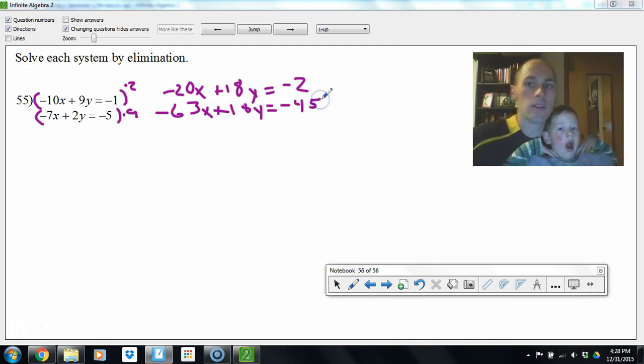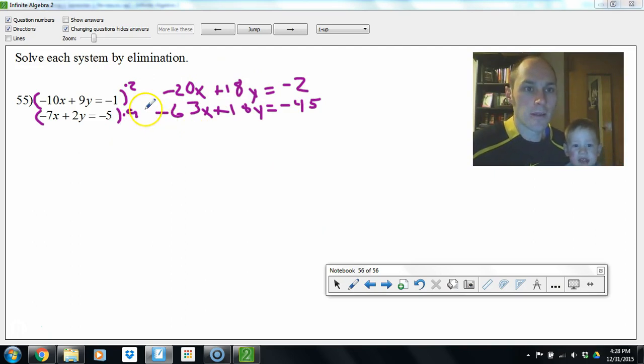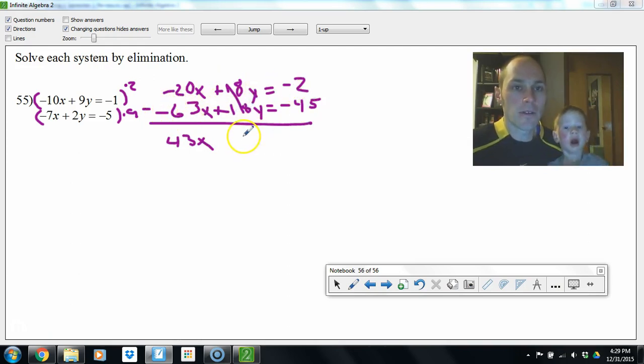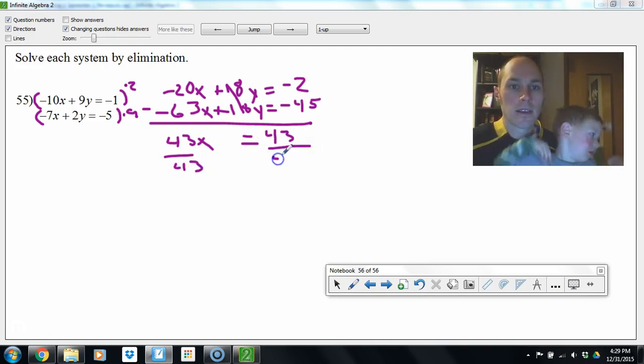Okay, now what do we have to do? Well, the y's are the same, so we can subtract them. Subtract these two equations. Negative 20 minus a negative 63 is a positive 43x. 18y minus 18y cancels out. Negative 2 minus a negative 45 gives us a positive 43. Divide both sides by 43. We get x equals 1.